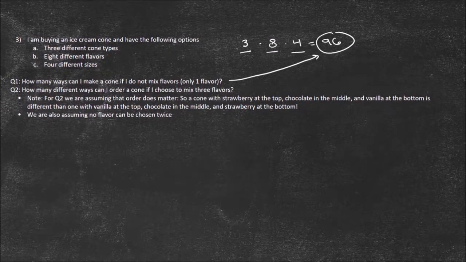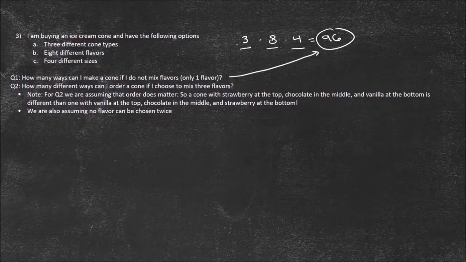So now for question 2. How many ways can I order a cone if I choose to mix 3 flavors? Note for question 2, we're assuming that order does matter, my bad. So a cone with strawberry at the top, chocolate in the middle, and vanilla at the bottom is different from one with vanilla at the top, chocolate in the middle, and strawberry at the bottom.